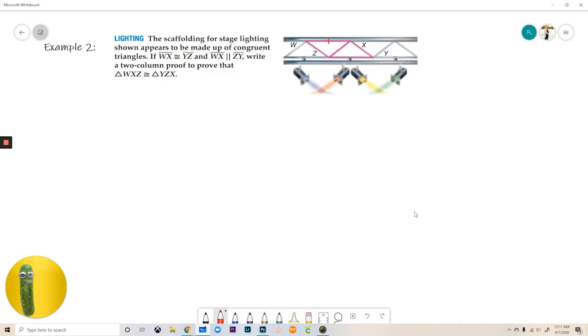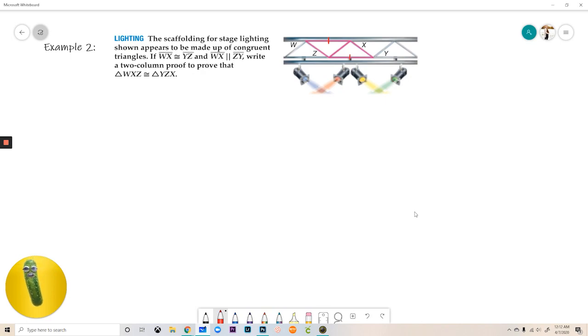So here's WX is congruent to YZ. And WX is parallel to ZY. Write a 2-column proof to prove that WXZ is congruent to YZX.